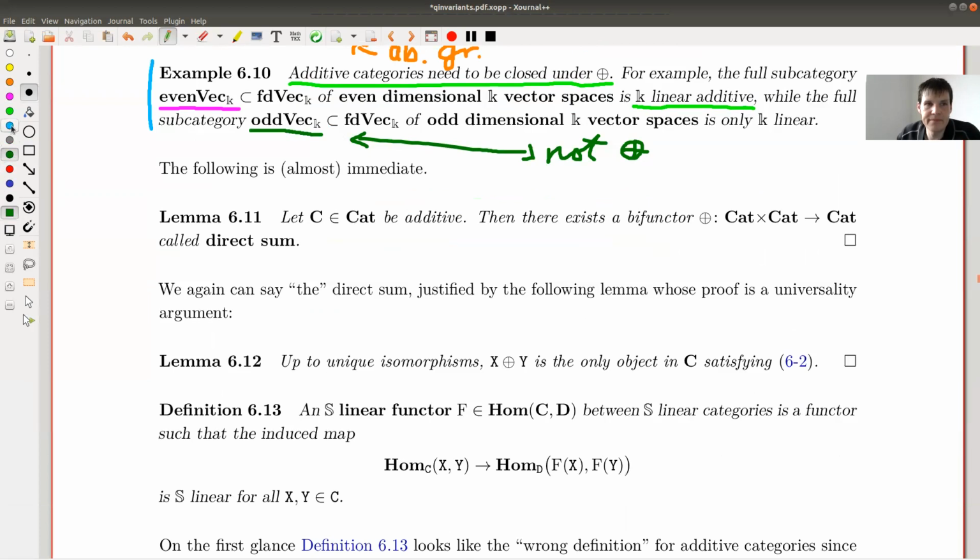Okay. This lemma is just saying that the direct sum is a bifunctor. That's easy. And this lemma is just saying the direct sum satisfies the universal property, so it's basically unique up to unique isomorphism. And that's why I usually like to say the direct sum. Okay, not a direct sum.